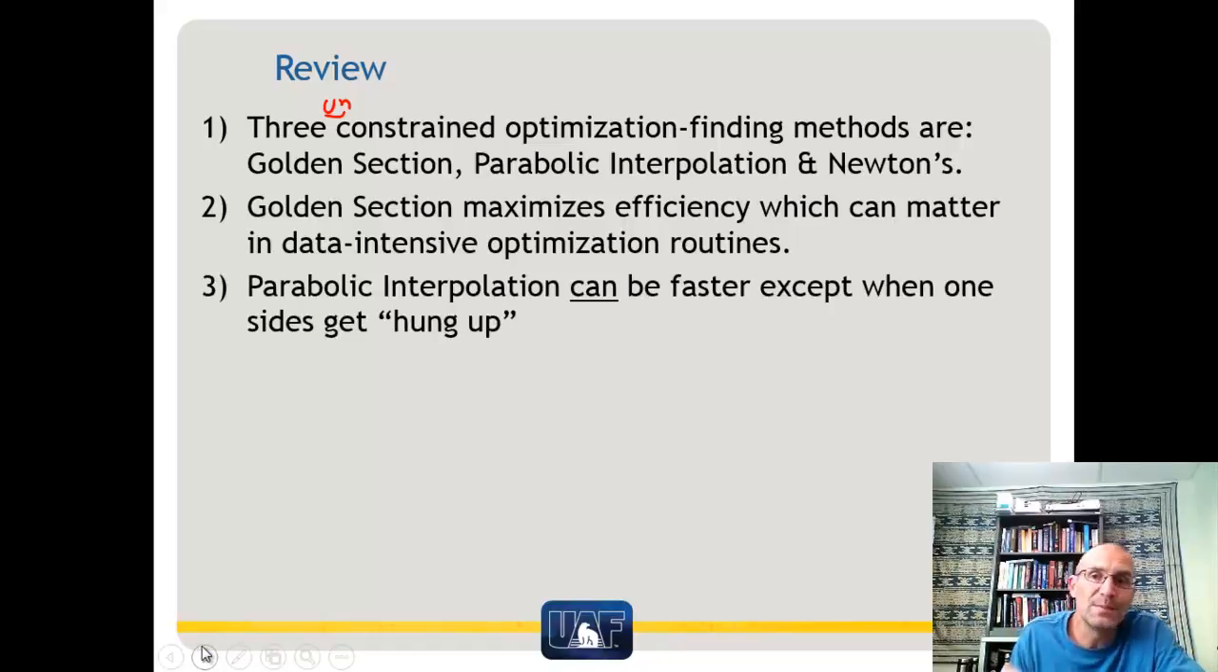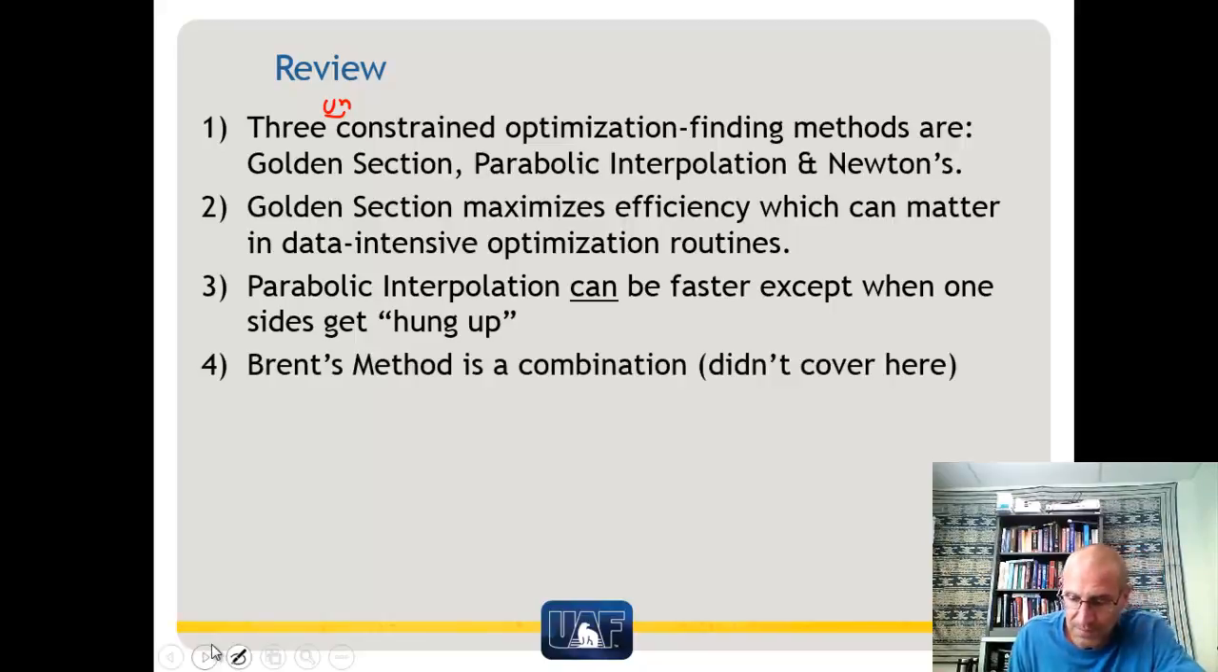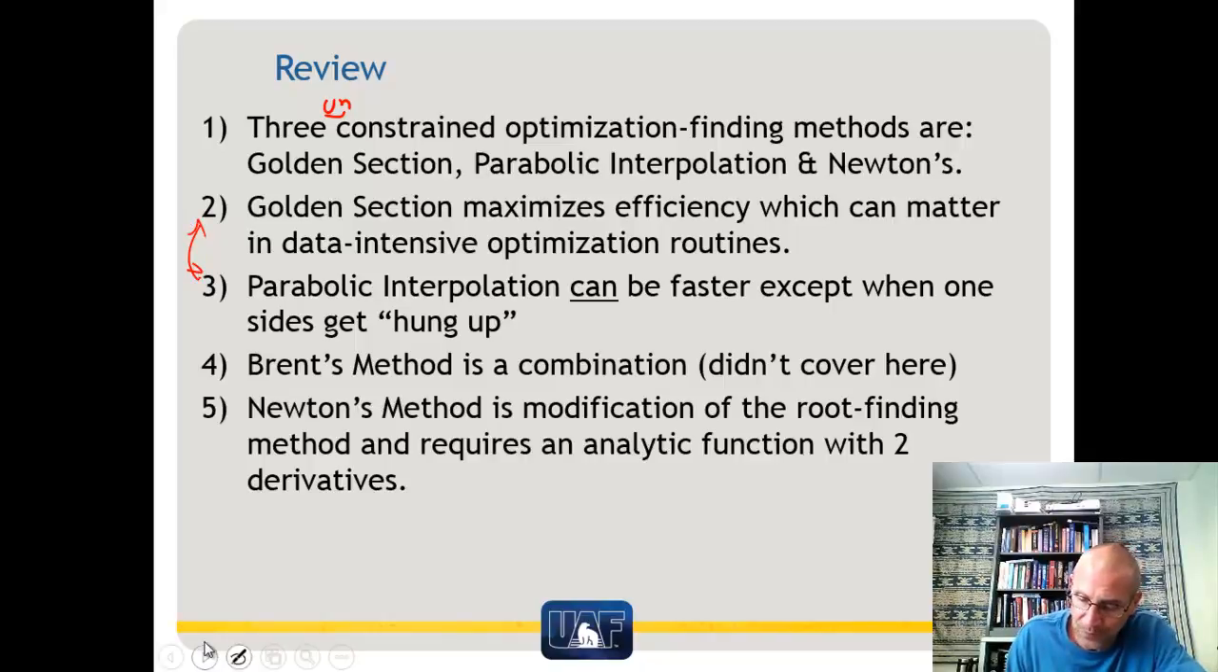Parabolic interpolation can be faster than golden section, but if one side gets hung up, it's actually a little bit slower. So sometimes there might be a mix between golden section and parabolic interpolation. In fact, that's what's known as Brent's method. Brent's method is a combination of the two. We didn't cover it here, but it's just effectively using golden section search and parabolic interpolation, using one or the other. When you get hung up, you go to golden section, but maybe it was converging fast, you use parabolic. So it's just kind of a hybrid mix of the two.